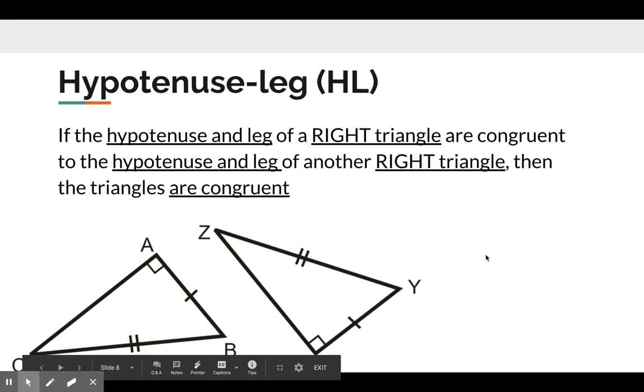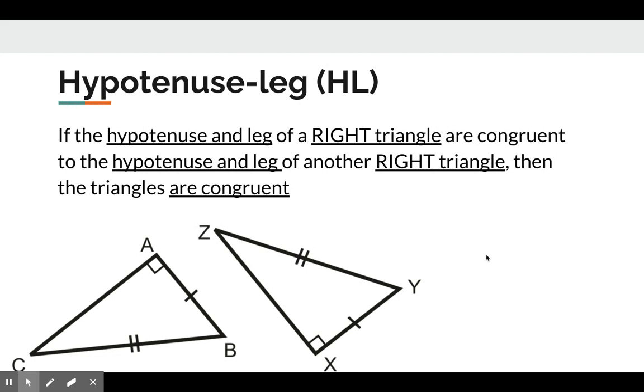Okay, hypotenuse, leg. Hypotenuse and leg of a right triangle. So hypotenuse, leg, or HL, only happens when you're dealing with right triangles. If the hypotenuse and leg of a right triangle are congruent to the hypotenuse and leg of another right triangle, then the triangles are congruent.